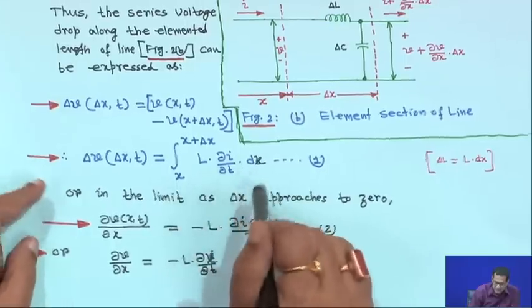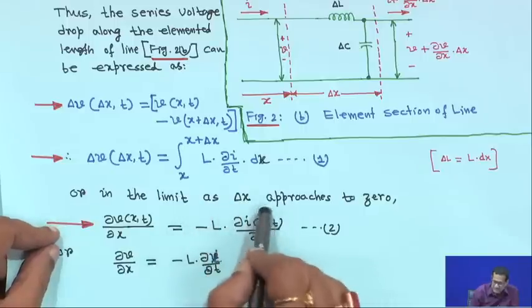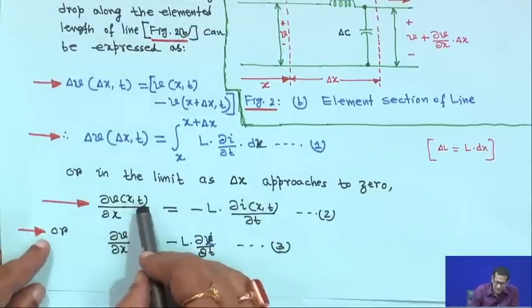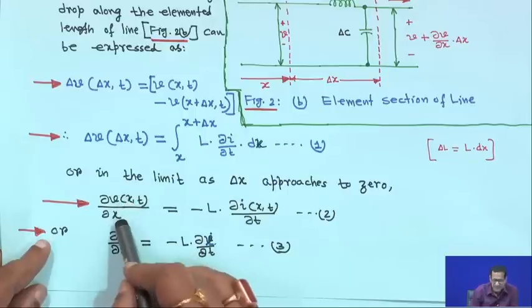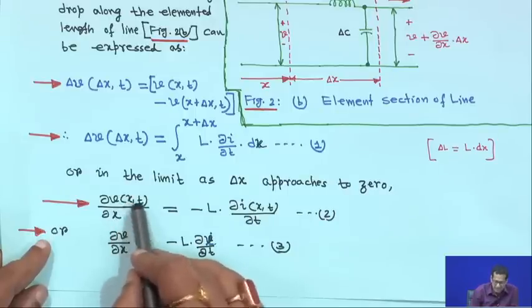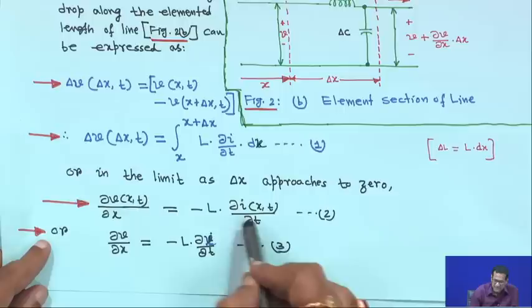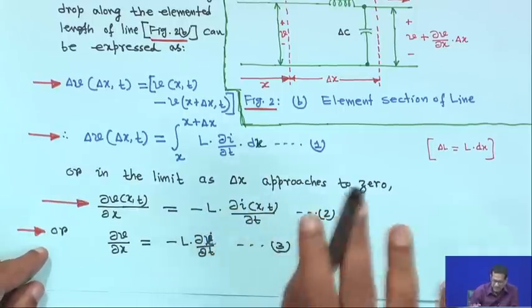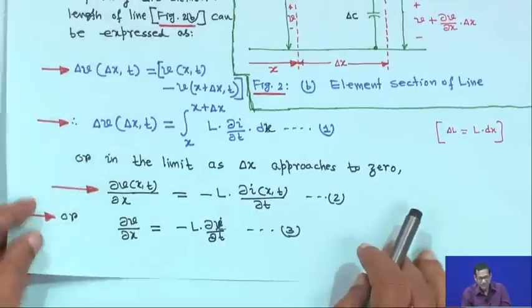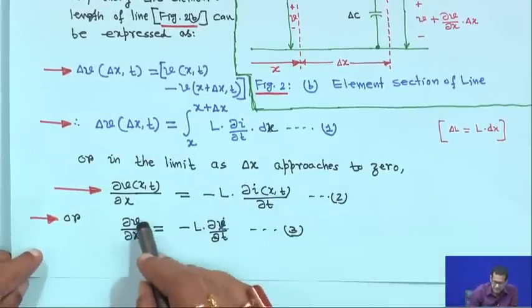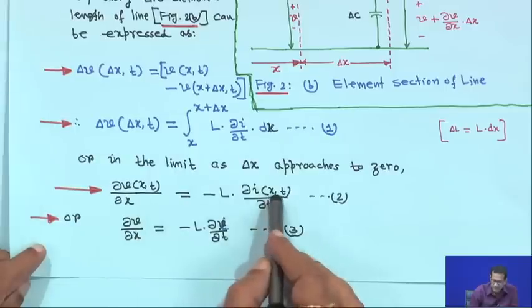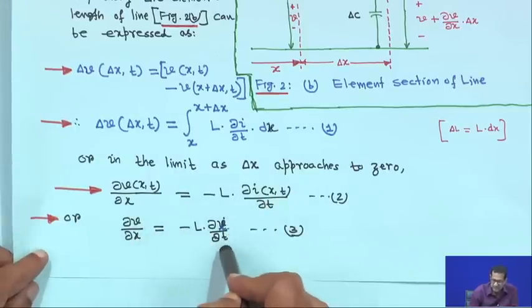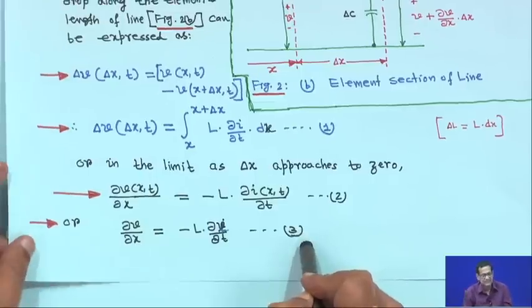So, in the limit as delta x approaches 0, you can write this as a function of t, but you can also directly write ∂v/∂x; it is understandable. ∂v(x,t)/∂x is equal to minus L ∂i(x,t)/∂t. Why this minus sign is coming, I will come to that later. So, ∂v/∂x is equal to minus L ∂i/∂t, that is equation 3.